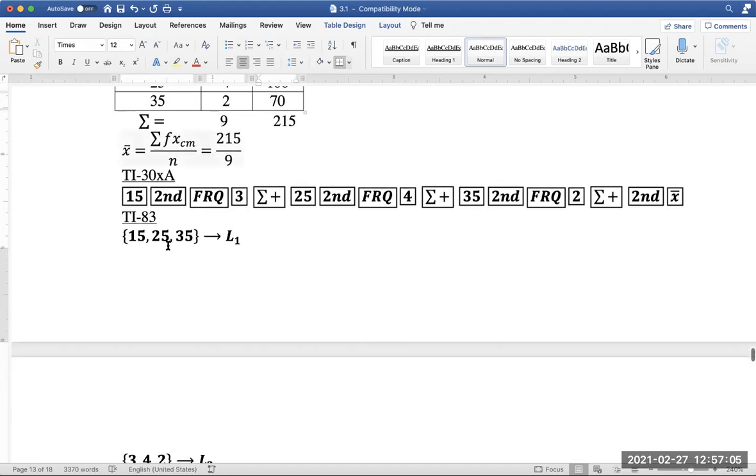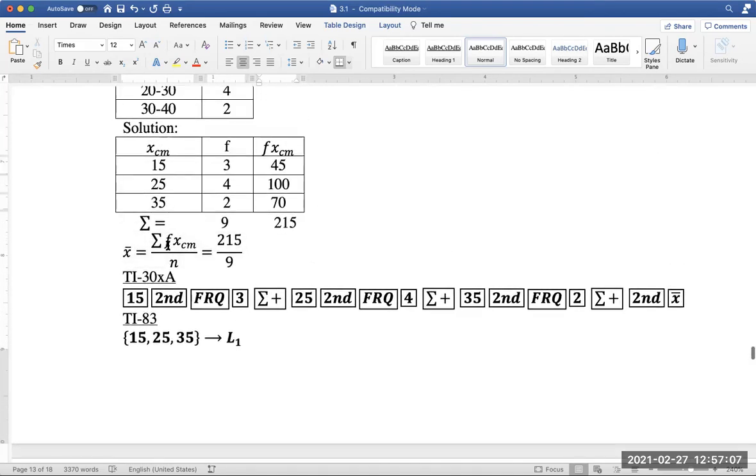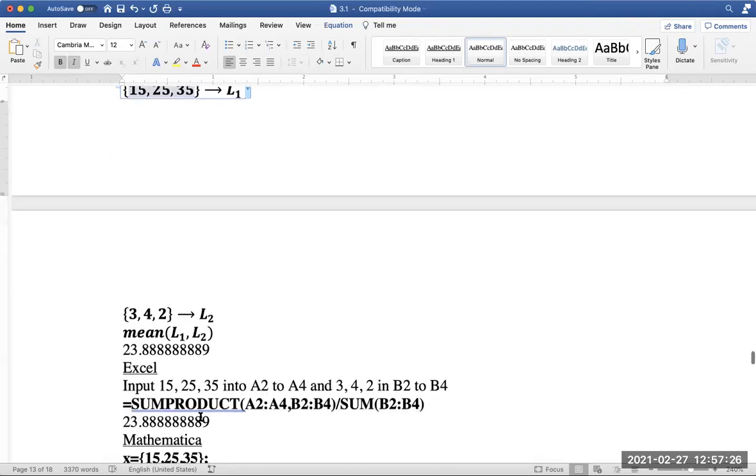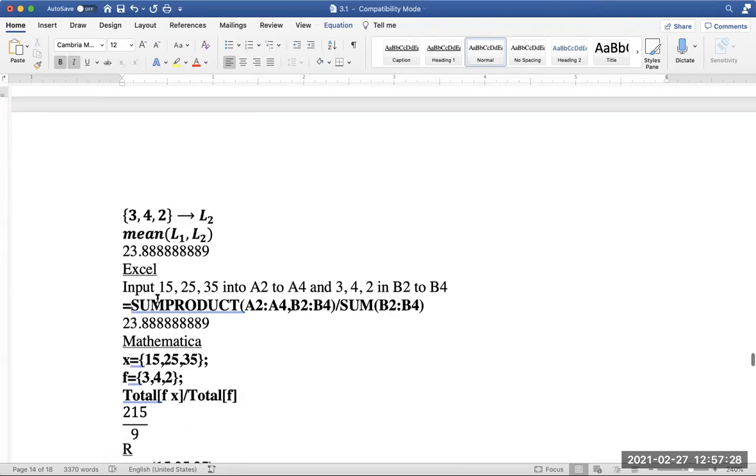You do it the same way that we did it for the above problem. It's just that L1 in this case is 15, 25, 35. Actually, the frequencies are the same, and the command is the same. Same for Excel. It's just that we have different numbers.